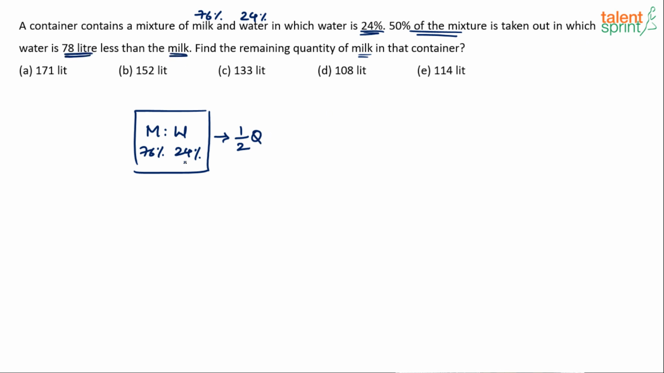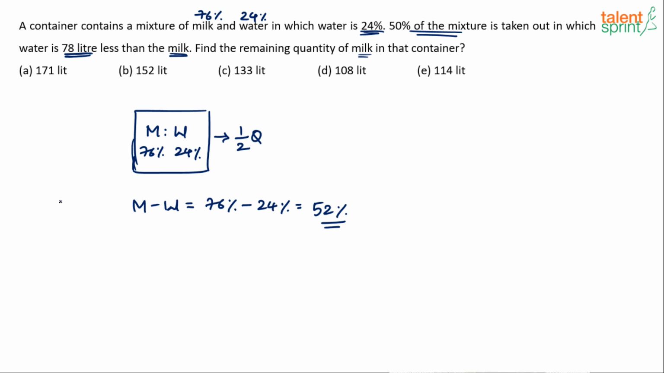See, obviously water is always less than milk only. In this case, since water is 24%, milk is 76%, water is always going to be less than milk. But in this half quantity itself, you found that water was 78 liters less than milk. Try to understand in terms of percentages, what is the difference of milk and water? Milk minus water, 76% minus 24%, which is equal to what? 52%.